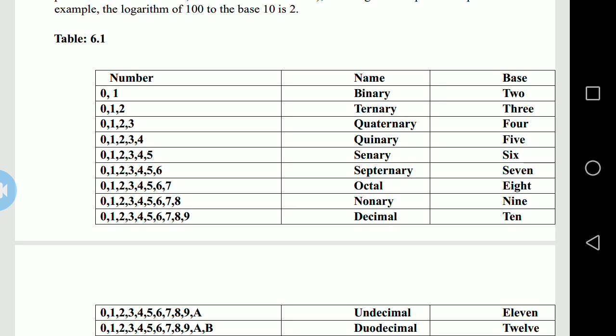The next one is 0, 1, 2. These numbers are called ternary, and these numbers are in base 3. Okay. The next one is 0, 1, 2, 3. It's called quaternary, and these numbers are in base 4.